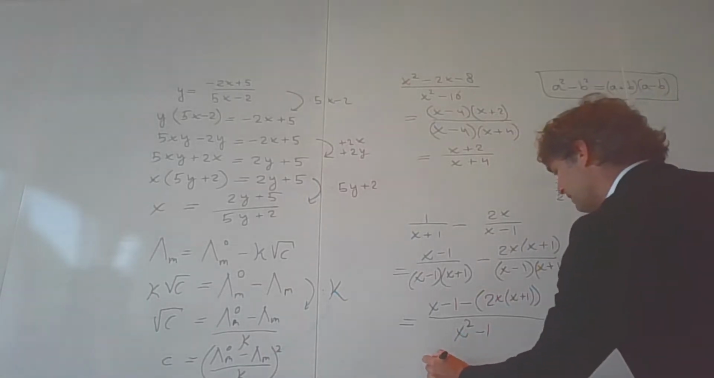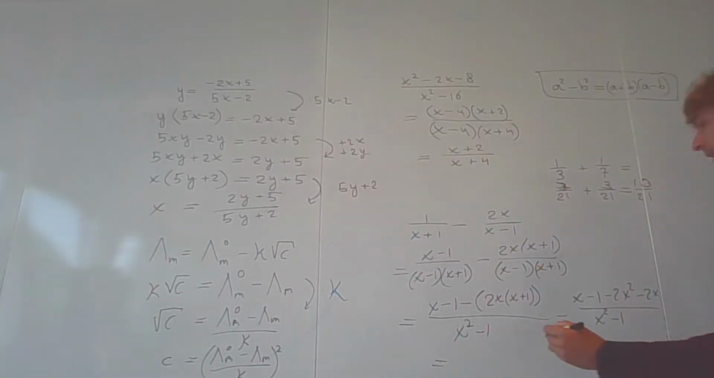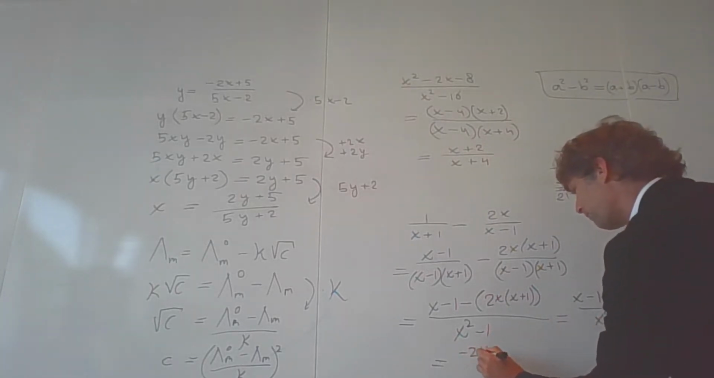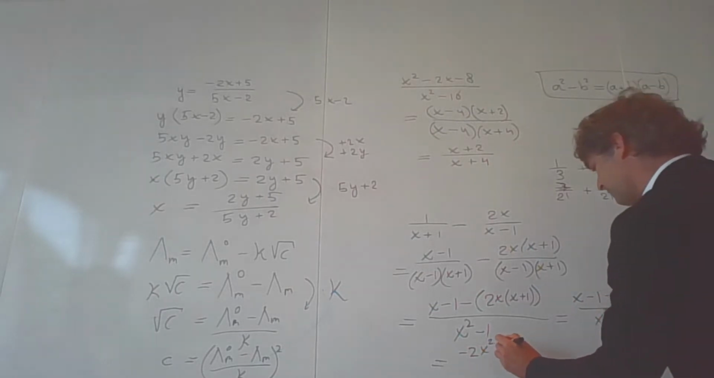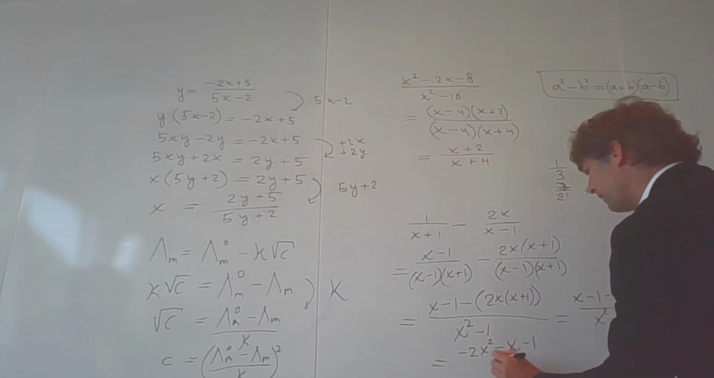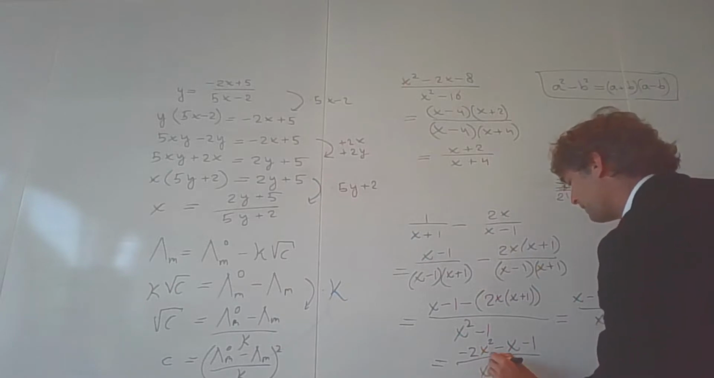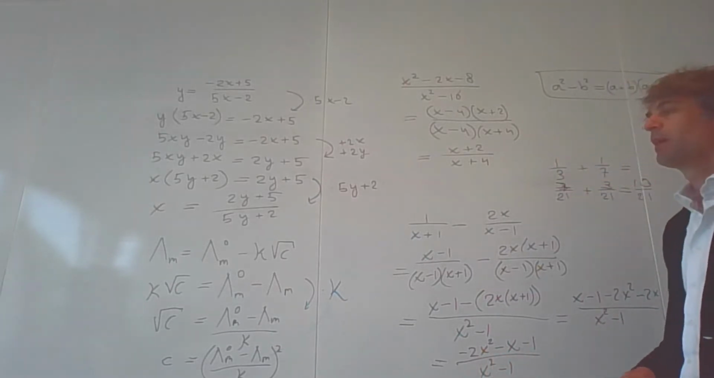And that is minus 2x squared minus x minus 1 divided by x squared minus 1.